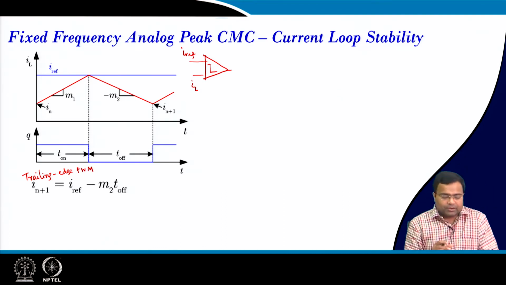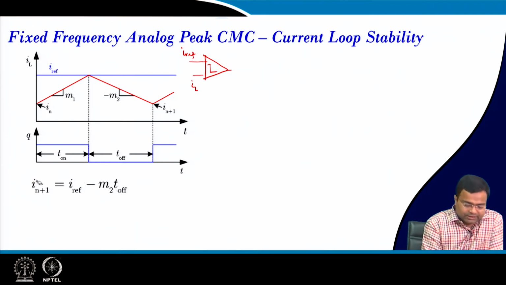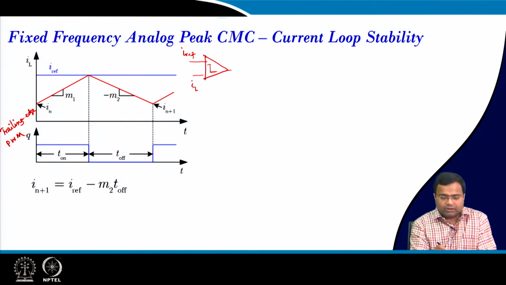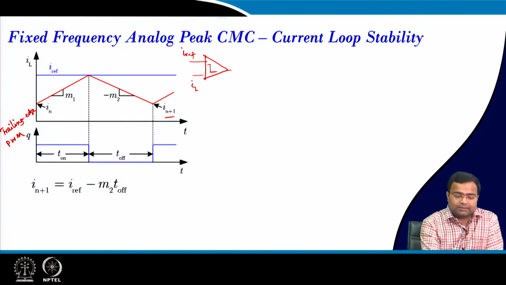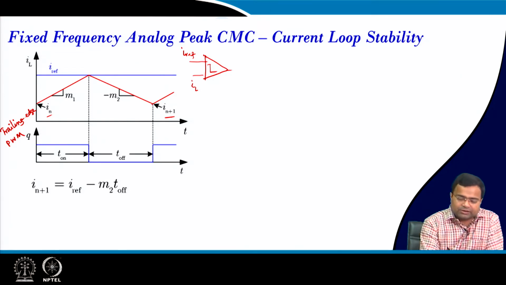So, here we first want to write the equation. This is under trailing edge PWM, and we want to write In plus 1 in terms of In and check what is the stability of the current loop. So, first we will start with how we can write In plus 1 in terms of Iref. It will be Iref minus M2 into T off, where T off is this duration.